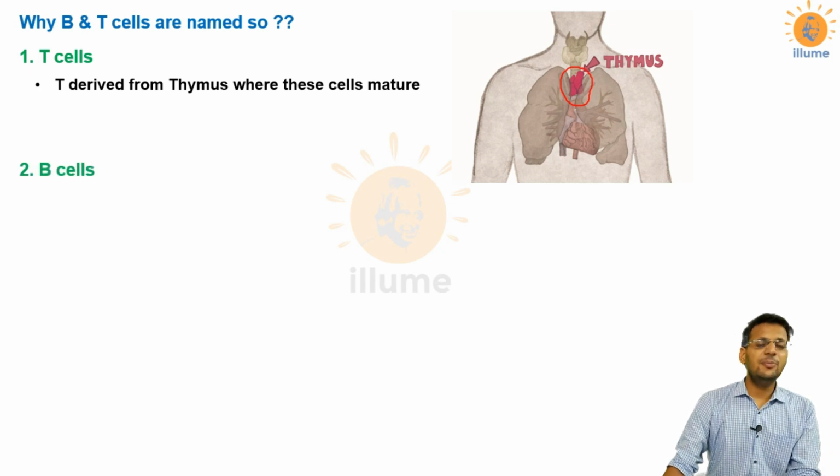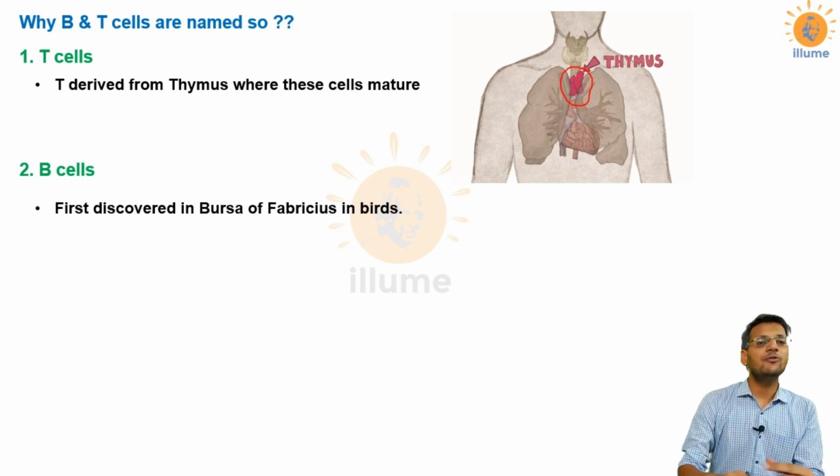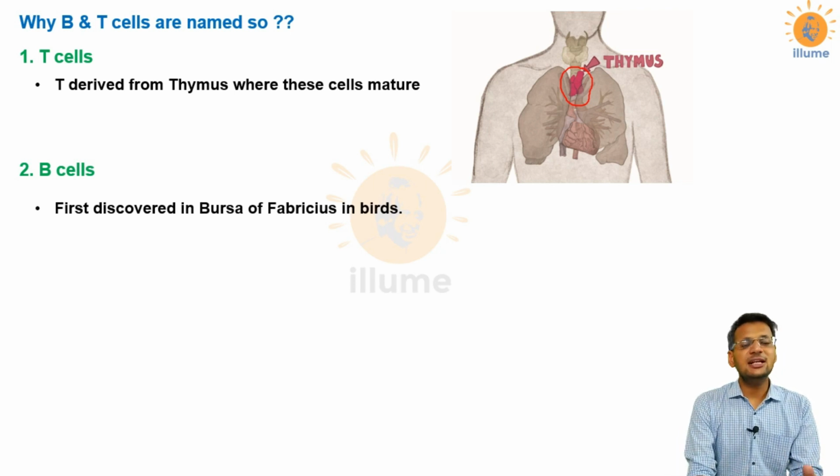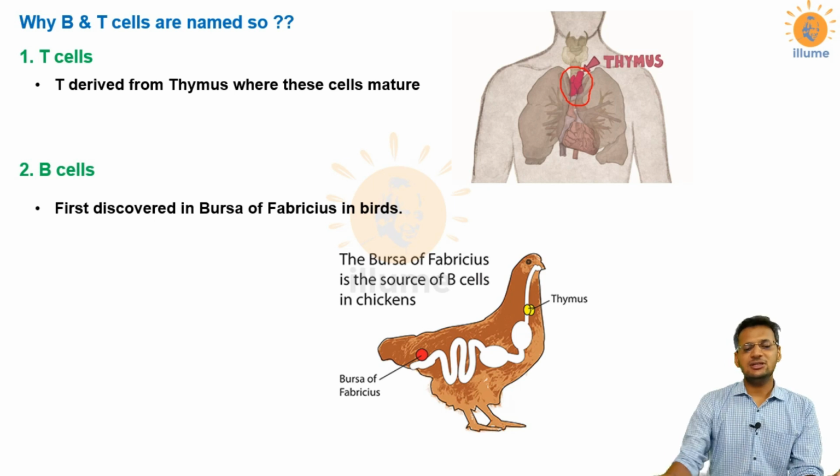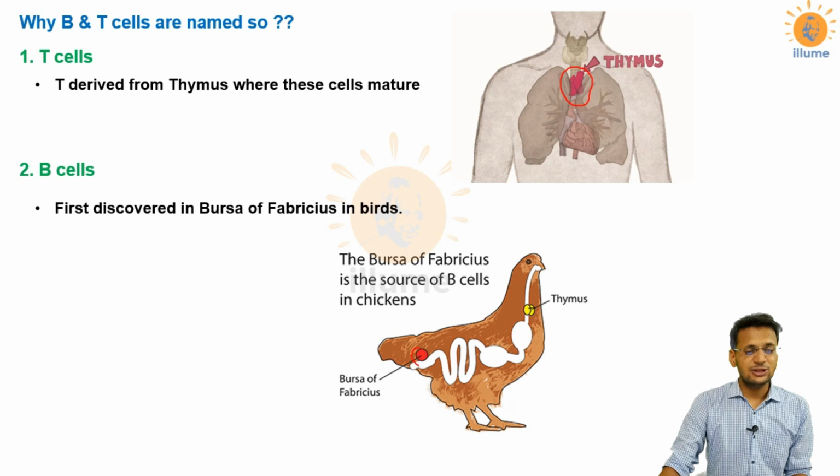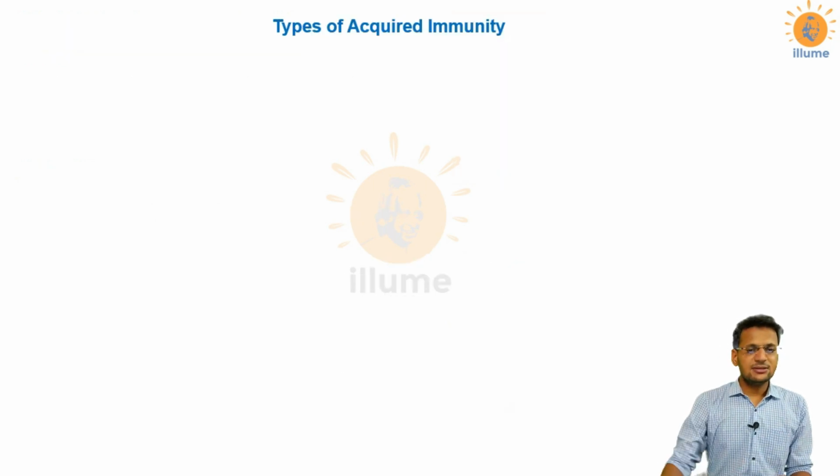B cells, the word B has originated from bursa of Fabricius. First of all, the B cells were discovered in a special organ present only in birds, which is called the bursa of Fabricius, which is associated with the alimentary canal of birds, and this is the source of B cells in birds. That's why they are called B cells. But just to remember the differences, you can say that B cells are produced in bone marrow and T cells are produced in thymus. Next, I'll talk about types of acquired immunity.